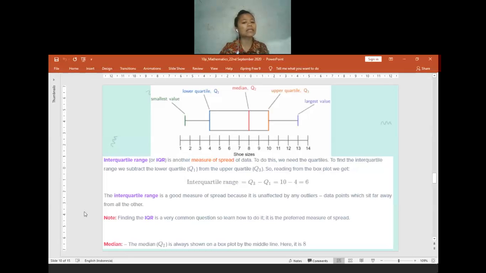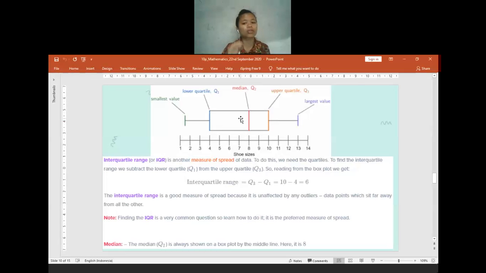After that, we have the interquartile range. For the interquartile range, here we need to find the difference between the upper quartile and the lower quartile. The upper quartile will be equal to 10. So you check the line for the upper quartile, and also you check the value below the line, it is 10. For the lower quartile, it will be equal to 4. So 10 minus 4 will be equal to 6 for the interquartile range.